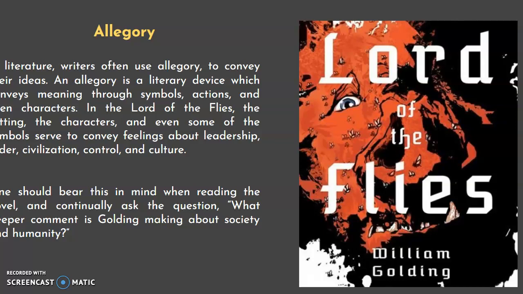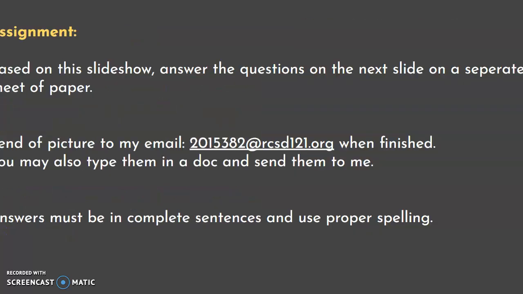There's lots of symbols. With the allegory, the author is using this person to convey a feeling, or this person to convey the message of evil or the message of good. So as we're reading, Golding is using this one character or this one symbol or this one object in the story to have a bigger meaning that compares to the real world or an idea.